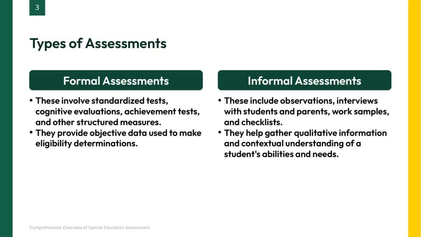There are two main types of assessments that we use to understand a student's learning and needs: formal and informal assessments. Formal assessments are standardized tests and evaluations, like cognitive and achievement tests. These are structured tools that provide objective, quantifiable data, which is often crucial for making eligibility decisions. On the other hand, informal assessments are more flexible and qualitative. They include observations, interviews with students and parents, work samples, and checklists. Informal assessments give us a richer, more contextual view of a student's abilities by capturing insights that numbers alone might miss. Both types play important roles in creating a comprehensive picture.